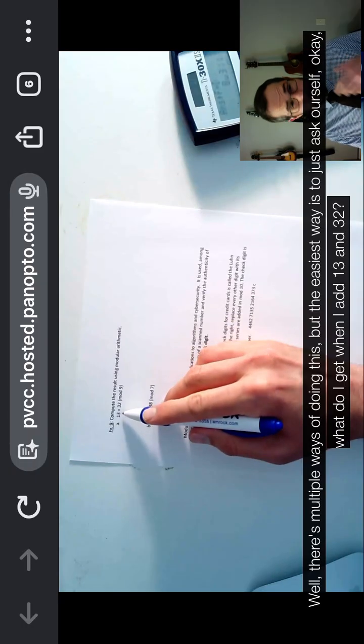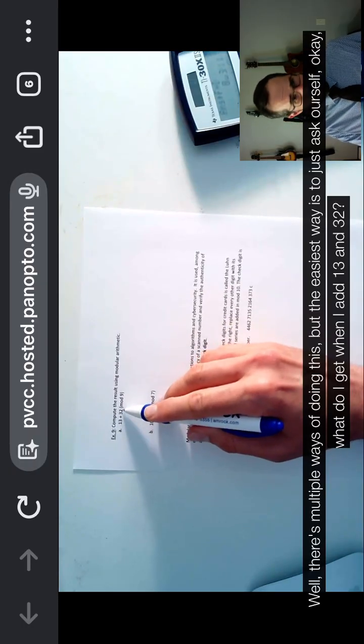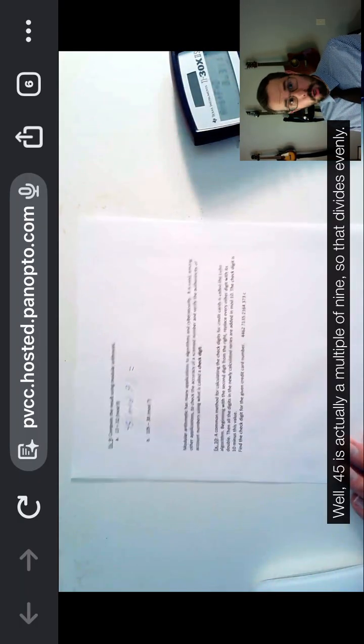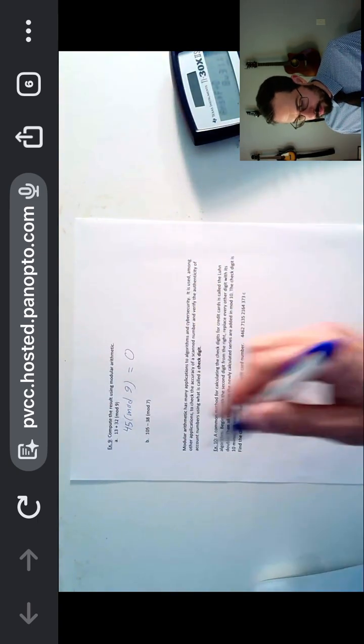So let's do the result here using modular arithmetic, 13 plus 32 mod 9. Well, there's multiple ways of doing this, but the easiest way is to just ask ourselves, what do I get when I add 13 and 32? It's going to be 45. And then what is the remainder that I get when I divide 45 by 9? Well, 45 is actually a multiple of 9, so that divides evenly, so we will get a remainder of 0 when I divide 45 by 9. Exact same idea for doing subtractions. These are actually pretty straightforward, simple kind of problems here.